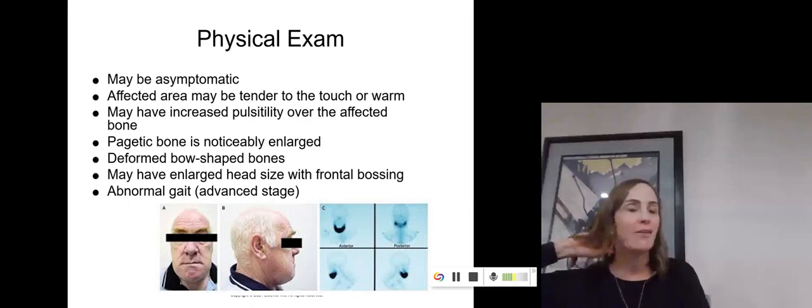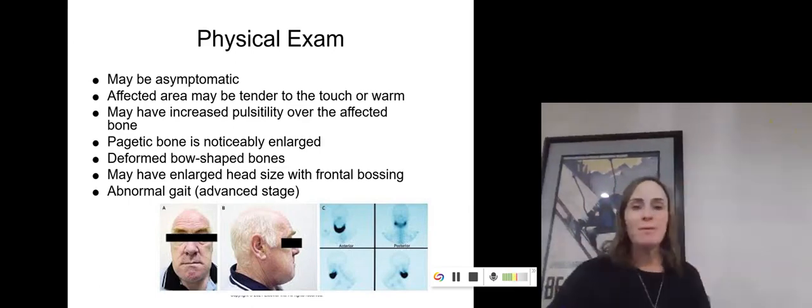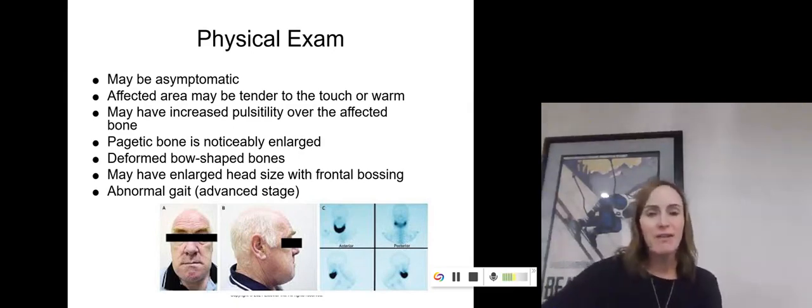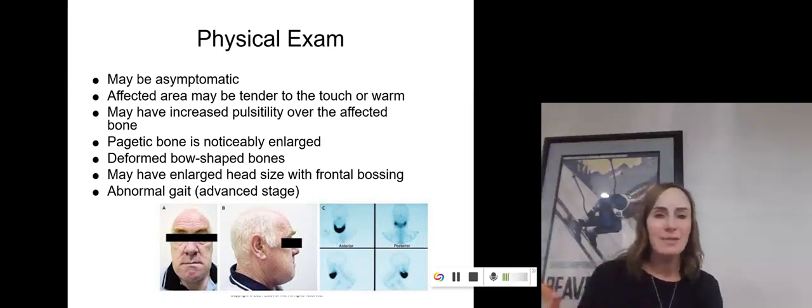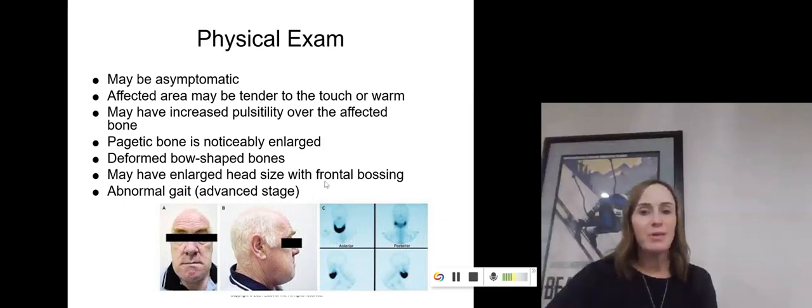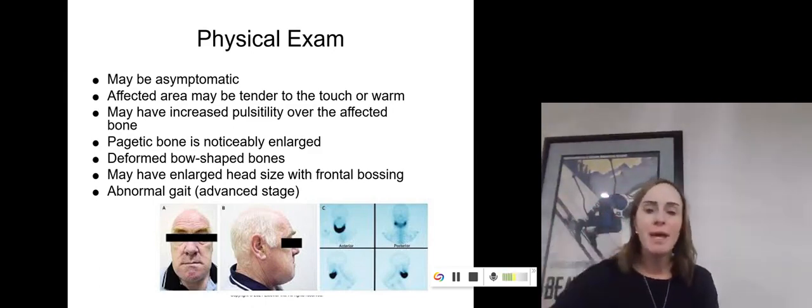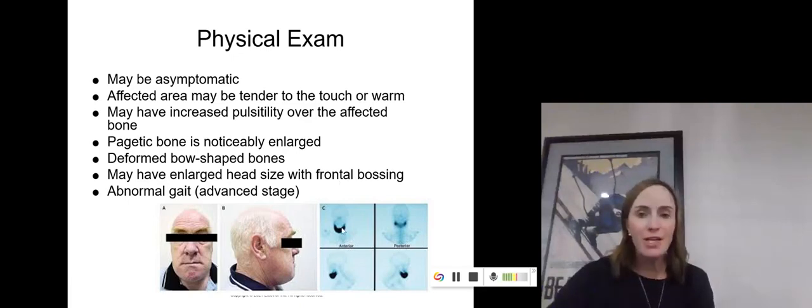If they are symptomatic, it might be tender to the touch, or you might feel increased pulsatility over the affected bone. And I think a lot of times when we get images on these, I don't see deformed hip bones. A lot of the Pagets I get is asymptomatic, and so I don't get those really big bowing things. They may have an enlarged head with frontal bossing, as you can see up here, or they may have trouble with their jaw. As you can see in this picture, this person's jaw is lighting up. There you can see that their jaw is overgrown.